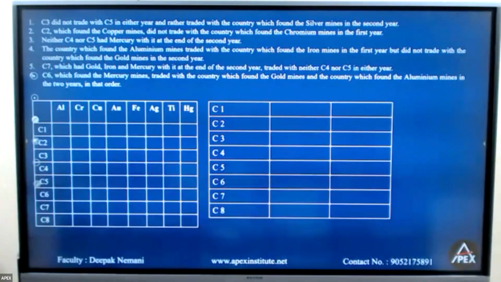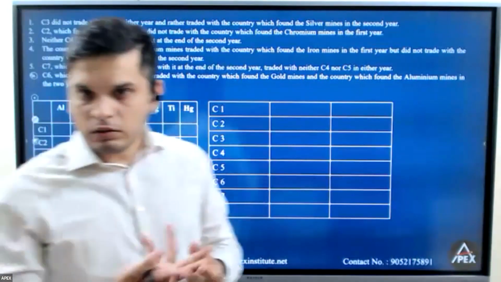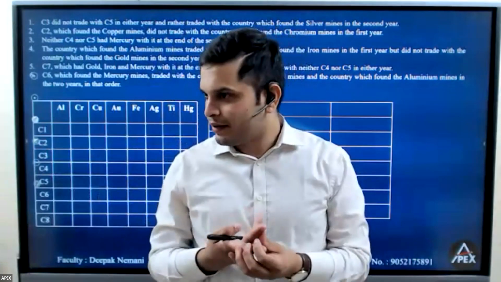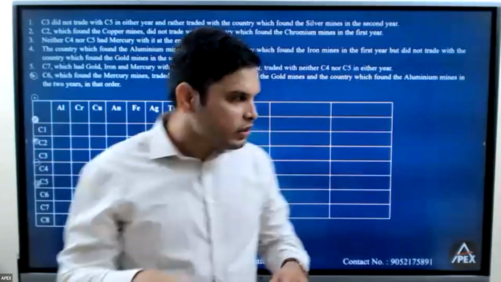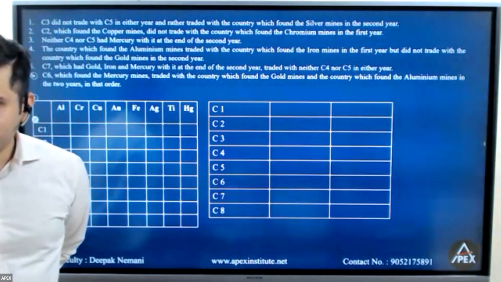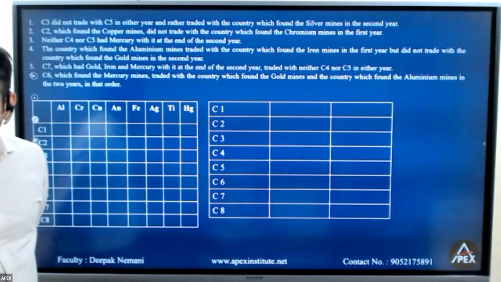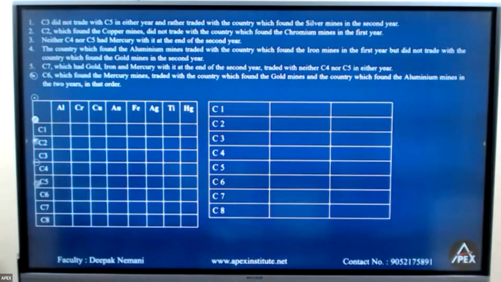So here also, on the left-hand side C1, C2 are there. But the interpretation is difficult because we have some countries which traded in the first year and some countries which have traded in the second year. So to differentiate that, I have made a table like this. While solving I had taken another approach, but I thought that was much more cumbersome when compared to this.